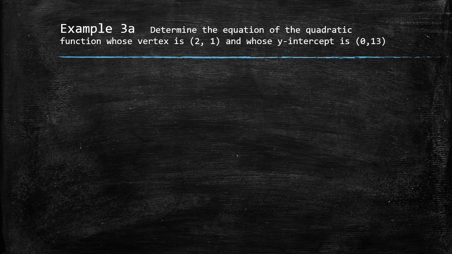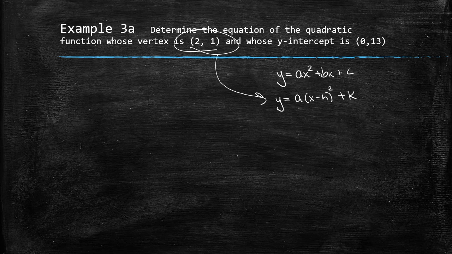Okay, so we have our two forms of a quadratic function. The first one is y equals ax squared plus bx plus c. The second one is vertex form, so it's a times the quantity x minus h squared plus k. For this problem, since we're given the vertex, I think it'll be easiest to use the vertex form.